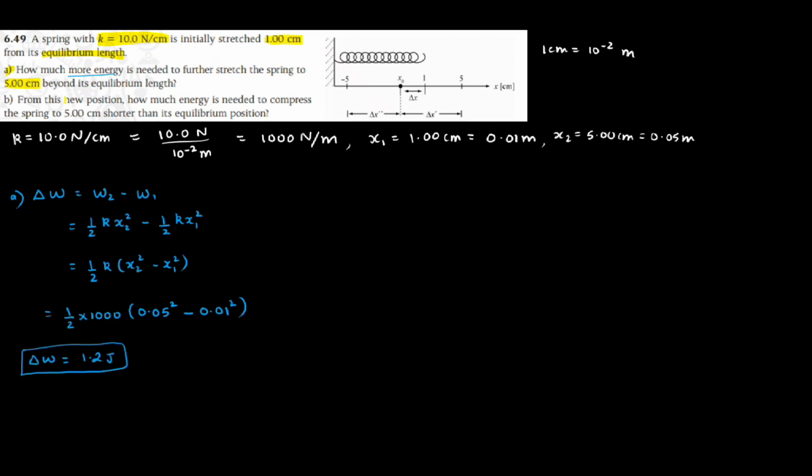Now part B. Part B of the question is asking you, from this new position at 5, how much energy is needed to compress the spring to 5 centimeter shorter than its equilibrium position? Shorter means now we are going to compress it. In the first part, we were stretching the spring from 1 to 5. And when the spring arrived at 5 here, now we want to compress the spring from 5 to negative 5. Negative 5 means 5 centimeter from the equilibrium compressing. Since we are compressing it, we take a displacement from equilibrium position as negative.